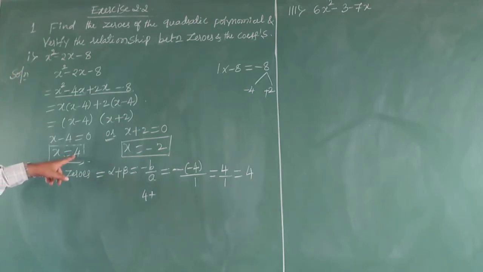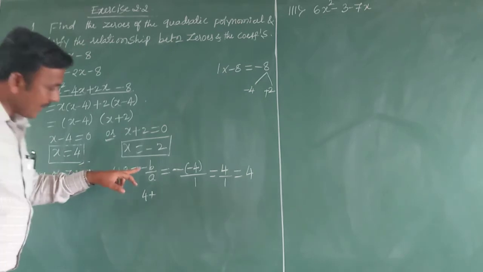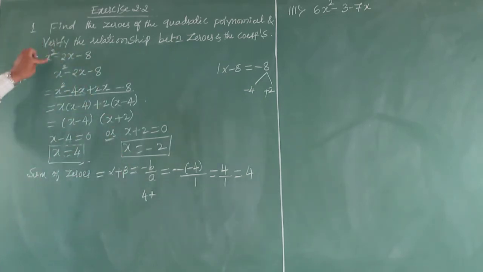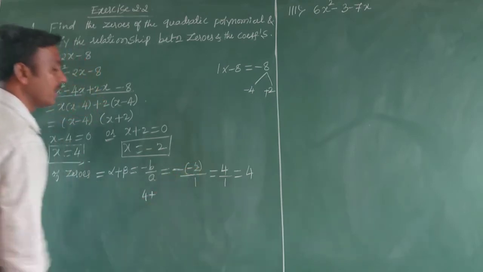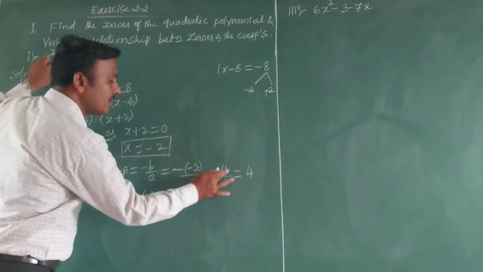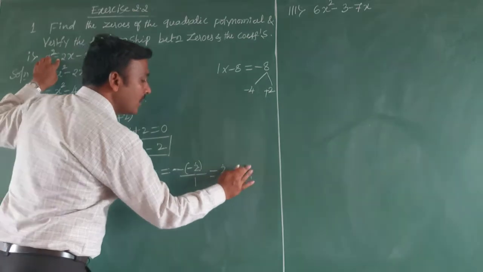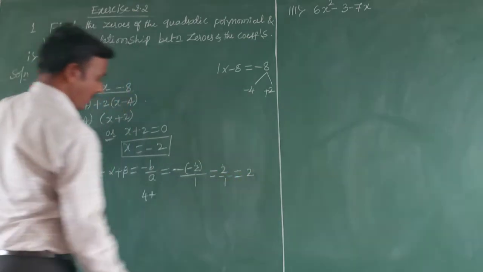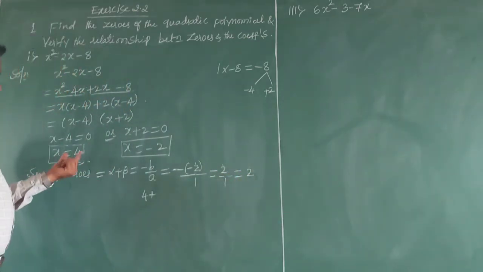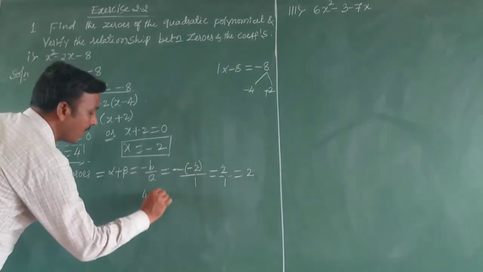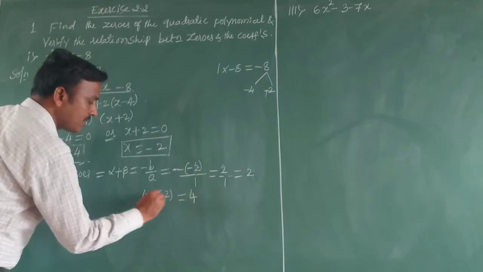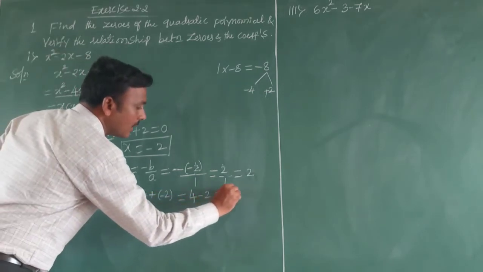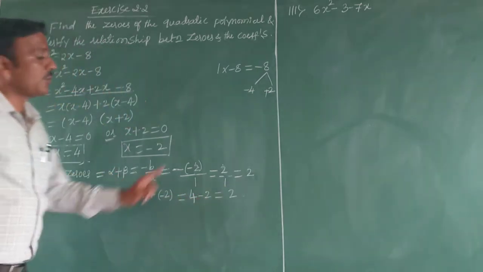Sorry, I took the wrong coefficient. Minus b by a: minus of minus 2, not 4. So minus of minus gives us plus 2 divided by 1, which is 2 only. One zero is 4, plus the other zero, minus 2. What is the sum? 4 plus minus 2 gives us 2. So the sum of zeros is verified here.